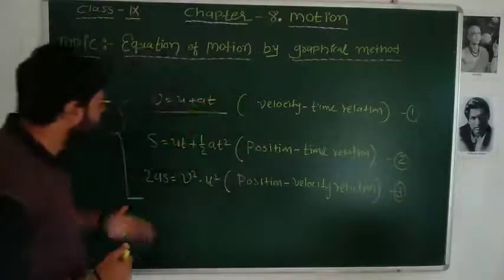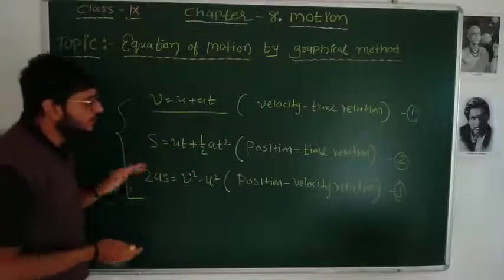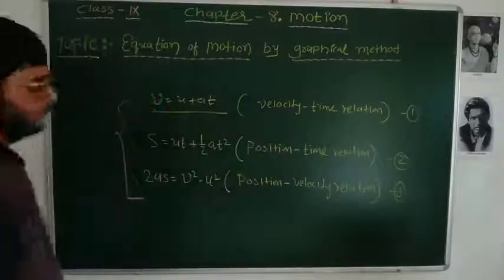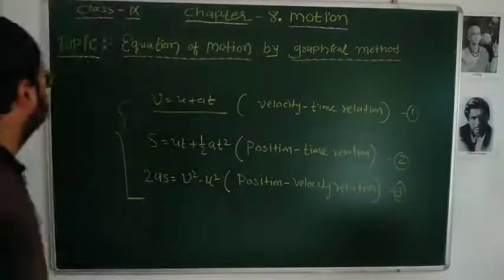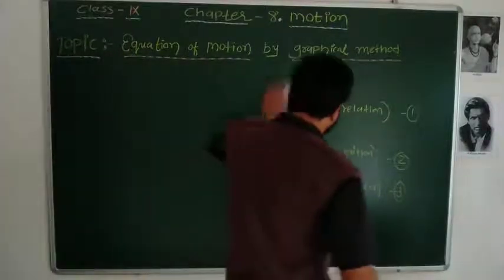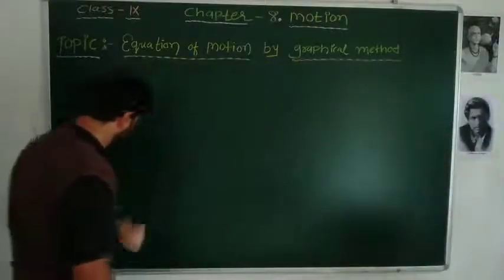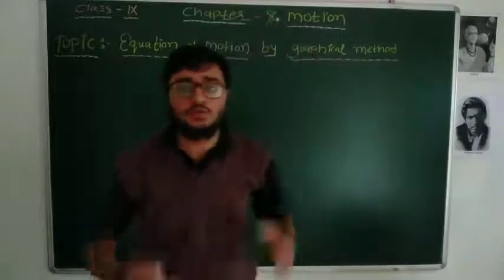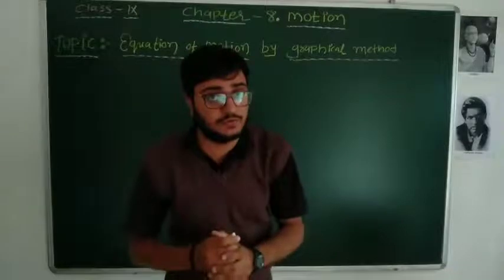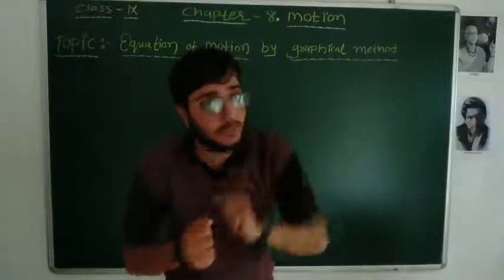So we will see one by one how we can derive these three equations from the graphical method. First we derive the velocity-time relation from the graphical method. First we draw the graph of velocity versus time for an object moving along a straight line with uniform acceleration.